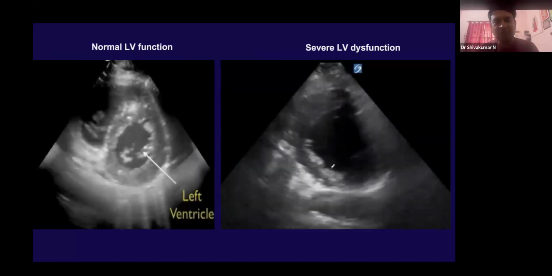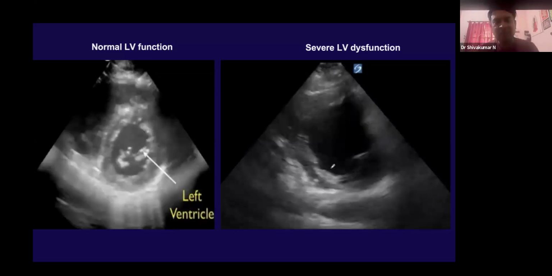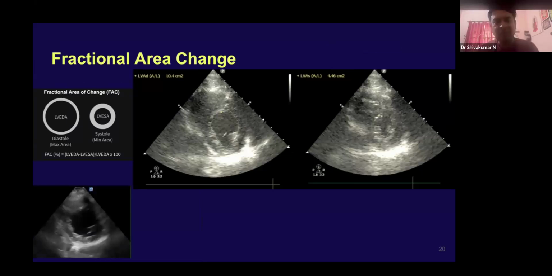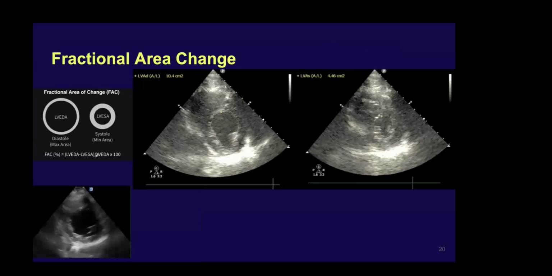If you want to estimate the ejection fraction accurately, we can use other methods like fractional shortening with M mode. In the parasternal long axis view, we use M mode, and the fractional shortening is given by LV end diastolic diameter minus LV end systolic diameter, divided by LV end diastolic diameter, times 100. It gives you the fractional shortening percentage, from which you can calculate the ejection fraction. Similarly, for fractional area change in a short axis view, you take the change of area from end diastole to end systole, put it in the formula, and calculate the ejection fraction.